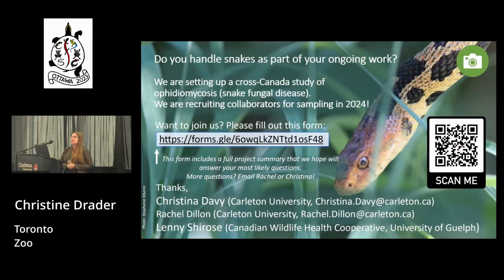Lastly, Christina Davy is setting up a cross-Canada study of Ophidiomycosis and is recruiting collaborators for 2024. So please feel free to take photos, fill out that QR code, or ask her all about that project.